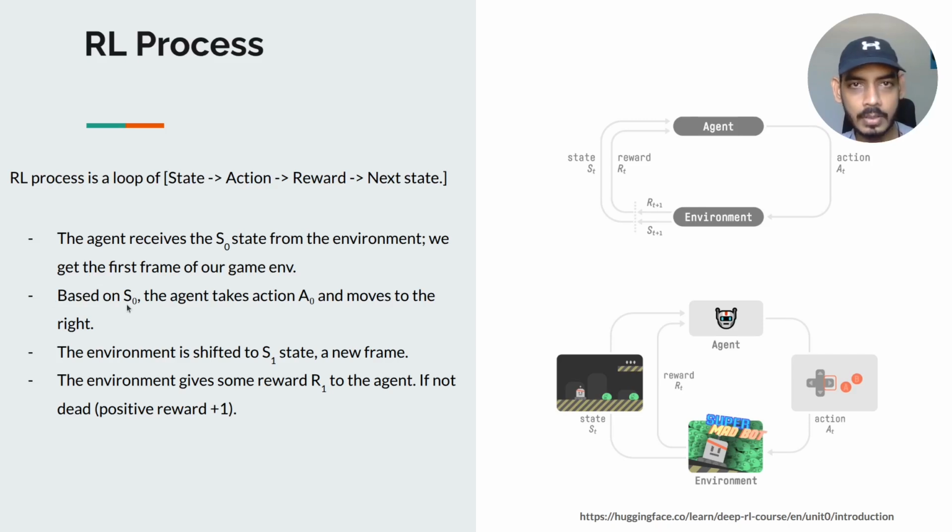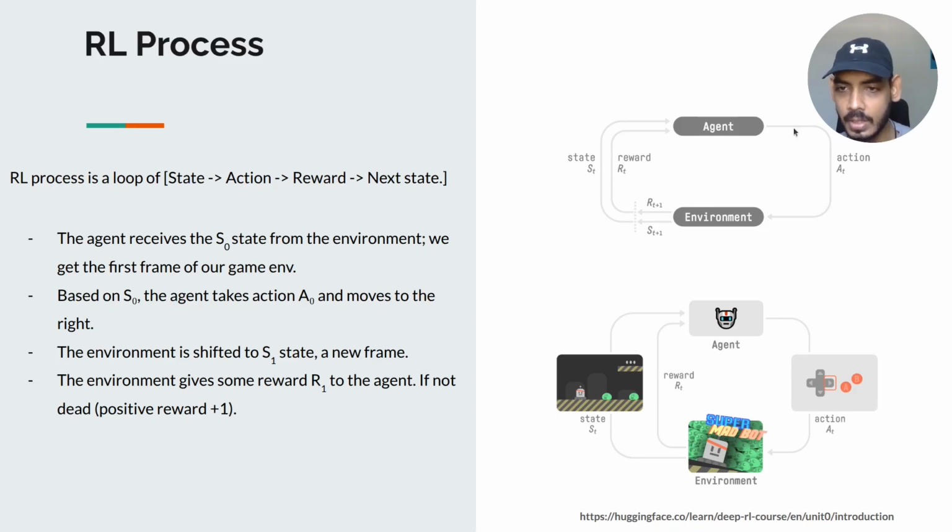Now based on that environment, that is S0, the agent takes an action A0 and moves to the right. The environment is shifted by one frame and it is state S1. And the environment gives some reward R1 to the agent, if not dead. If the reward is positive, you get +1. That's it. This is the whole loop that happens when you try to understand the environment, take actions, and then move to the next state based on that action, with the reward, positive or negative.